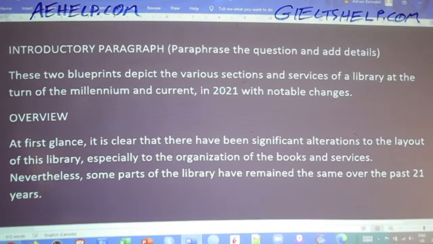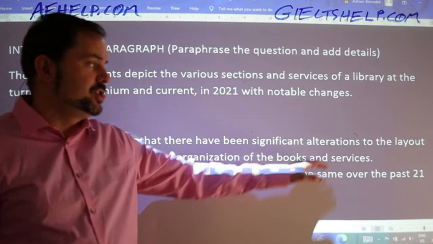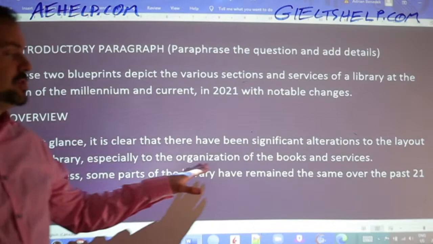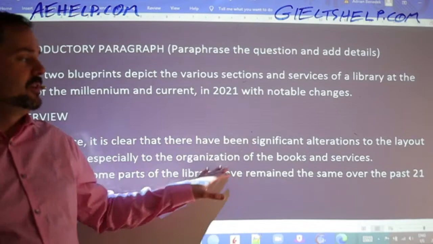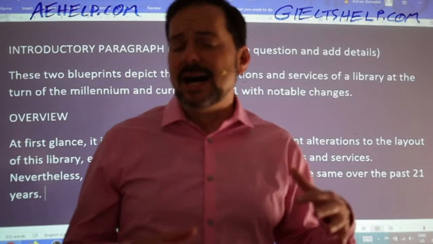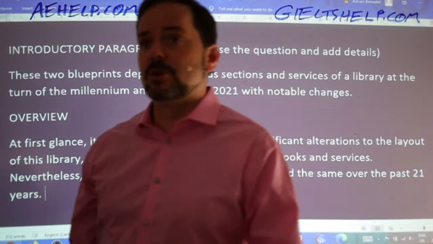So, at first glance, it is clear that there have been significant alterations to the layout of this library, especially to the organization of the books and services. Nevertheless, some parts of the library have remained the same over the past 21 years. And of course, as with most of you, I'm also using lots of present perfect already because present perfect really makes sense. And I think that's why IELTS is asking this question, the present and now, because they want to see that present perfect in your writing. Okay.